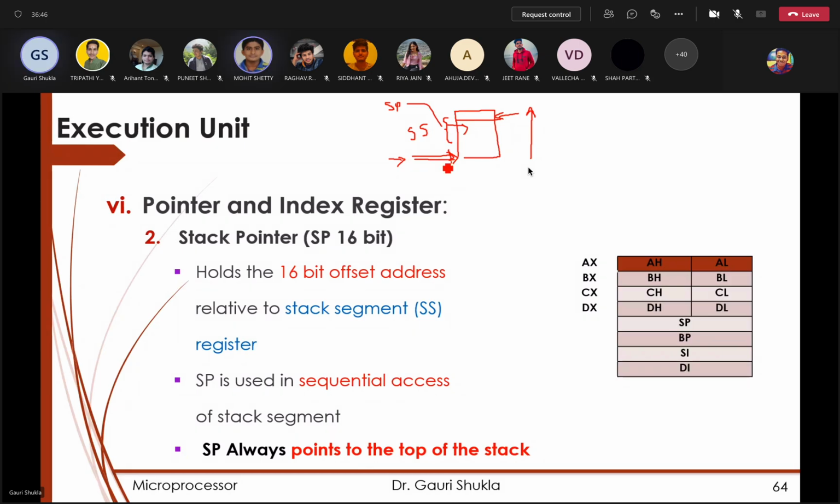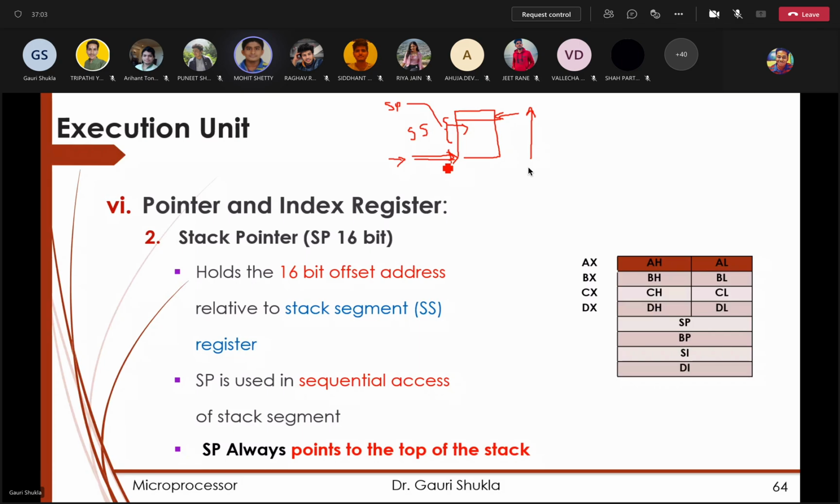Okay, got it, ma'am. According to your logic, let's say you have pushed 5 numbers. So now your stack pointer will be at the 5th position, according to you, right? Yes, ma'am. Or the 6th position?